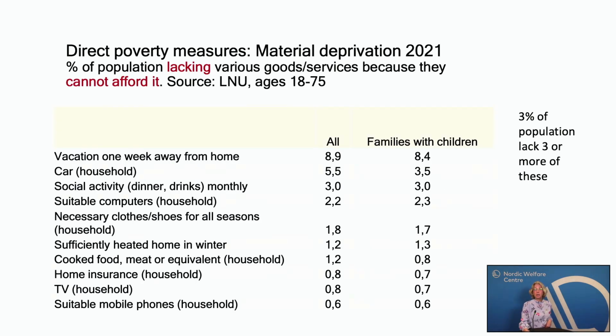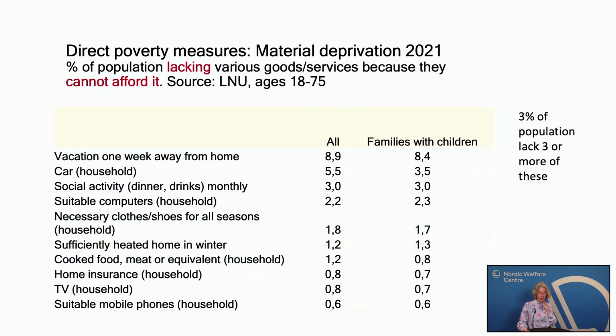And here is one example of a direct poverty measure. So here, this is from the Level of Living Survey, 2021. It shows the proportion lacking various goods and services because they cannot afford them. This is the adult population aged 18 to 75. So this is a list of various items, which I would like to point at now, but I cannot really do that. But there is a list of various items.